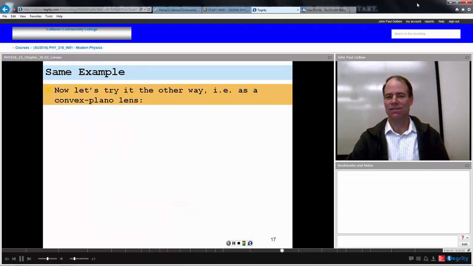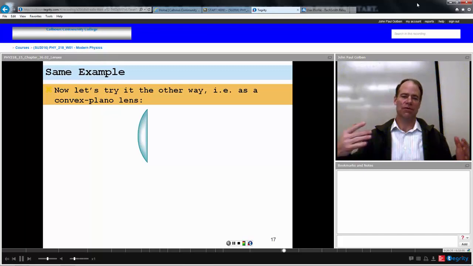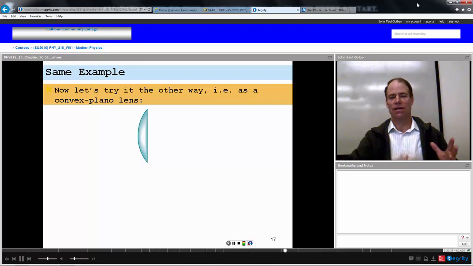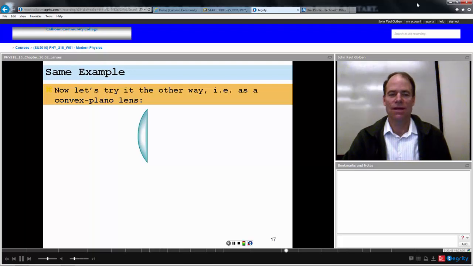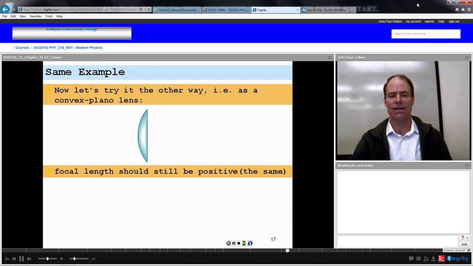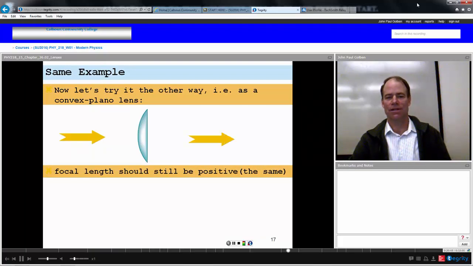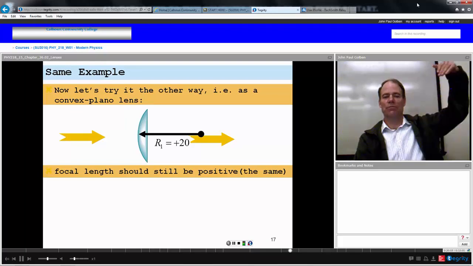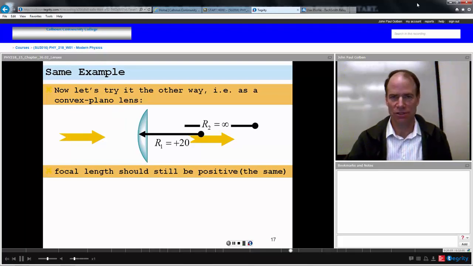Just curious, what would happen if you had approached this lens in the opposite way? It's still the same lens, but we're just going to have the rays come from the left and go to the right again, but we just turn the lens around, and now we're going to encounter the convex surface first and then the plane. Our first radius then is going to have a center of curvature on the outgoing side of the rays of light. So our first radius will be a positive 20. The second surface is going to be a plane, and hence that will have a radius of curvature of infinity.